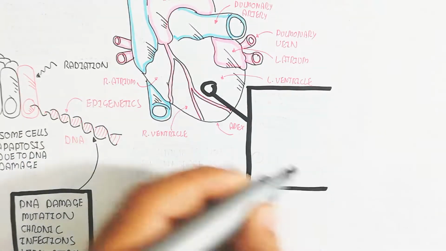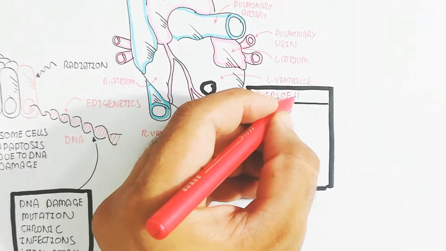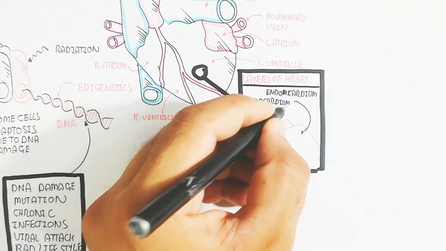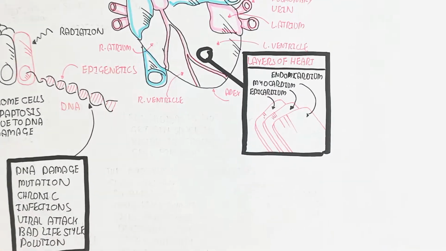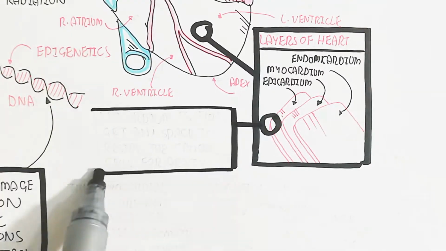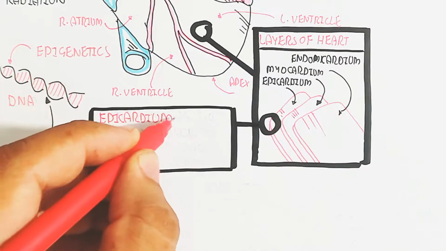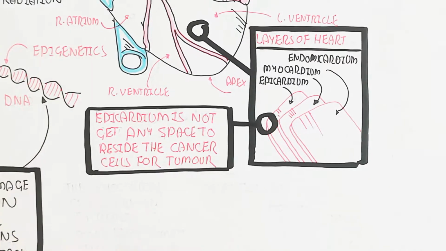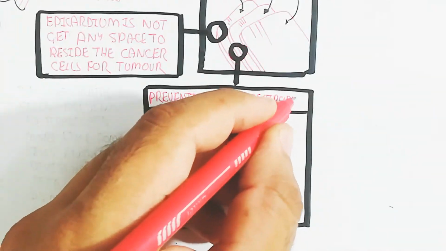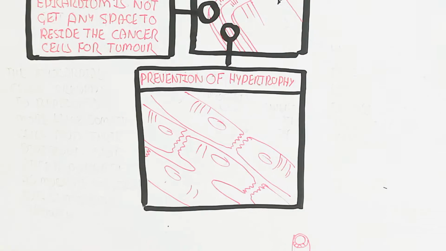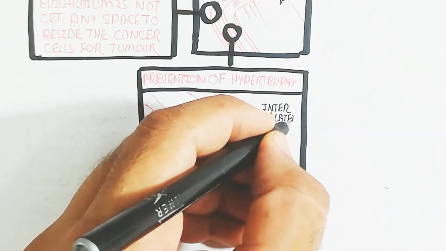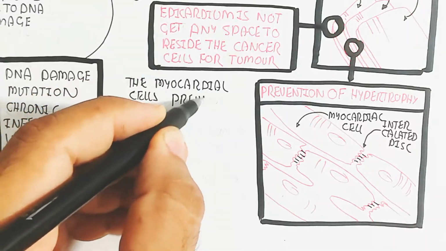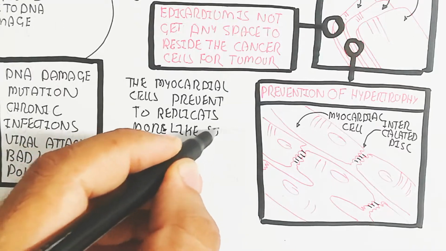Let's begin to understand the layers of the heart. Generally we will discuss three layers: the endocardium, myocardium and epicardium. The endocardium is the innermost layer of the heart, which contains fibrous tissue and does not allow invasion of cancer cells, even after stage 4. On the other hand, the epicardium has no space for cancer cells to reside and form a tumor, so a tumor will not generate. Prevention of hypertrophy is an important mechanism, and the myocardial cells and intercalated discs are present. This is the structure of the myocardium.